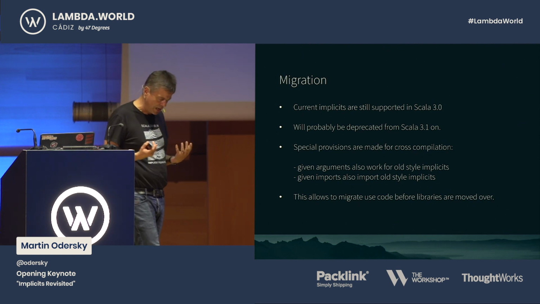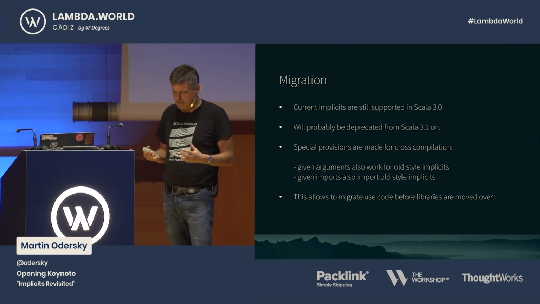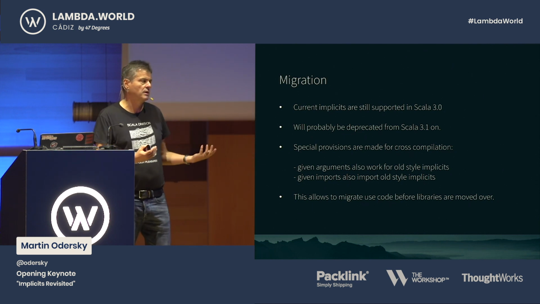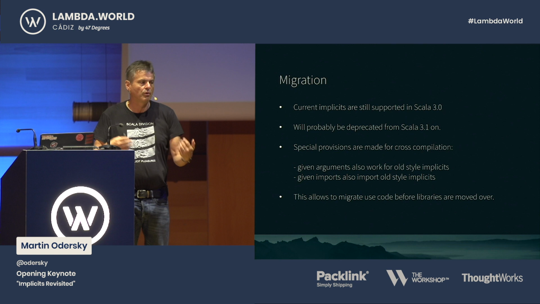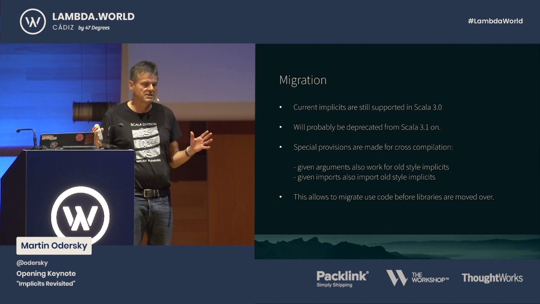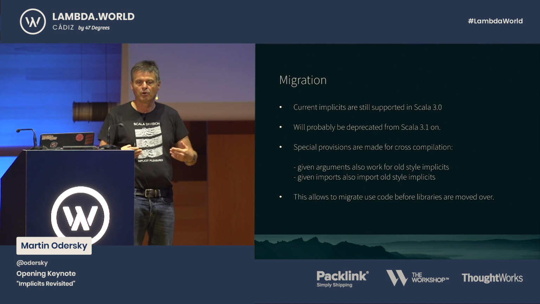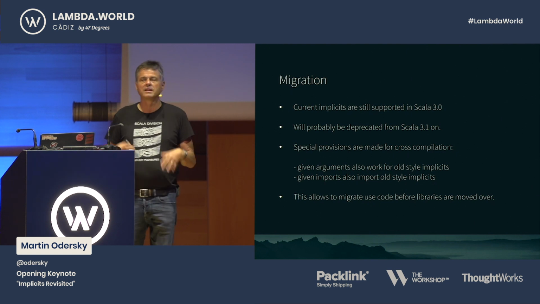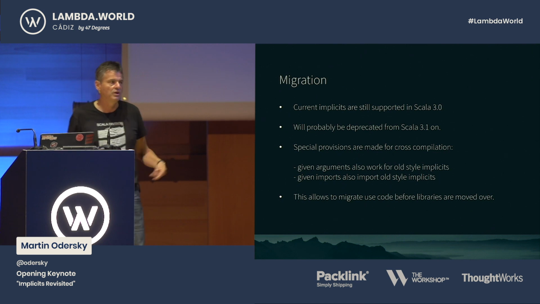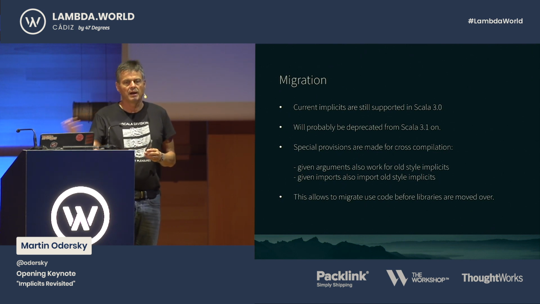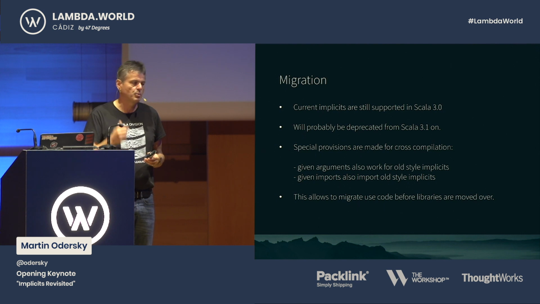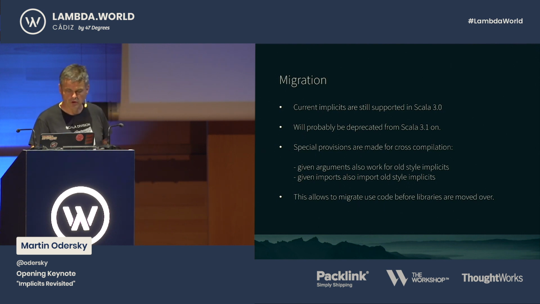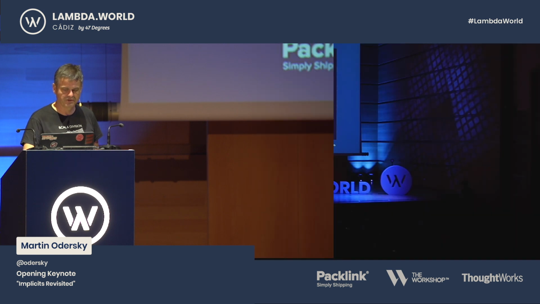And the other thing is that if you have an import with a given specifier, that also works for old-style implicits. What that means together is that applications can already migrate to the new style without necessarily all their libraries having migrated before. The libraries could still use the old implicits, but you can use them as if they were already the new givens. And that also means that at some point in the future, when most of the ecosystem has moved over to givens, the remaining libraries can move without a large cost. They can just decide, okay, now is the time we switch to the new givens. So that allows migrating user code before libraries are moved over.